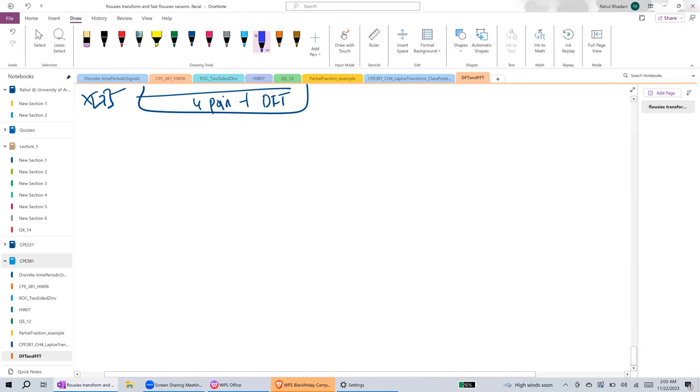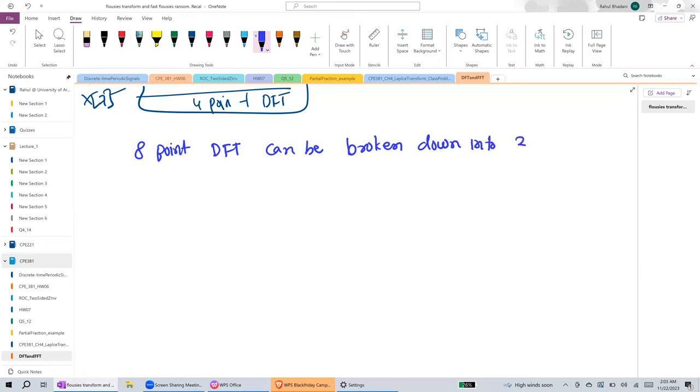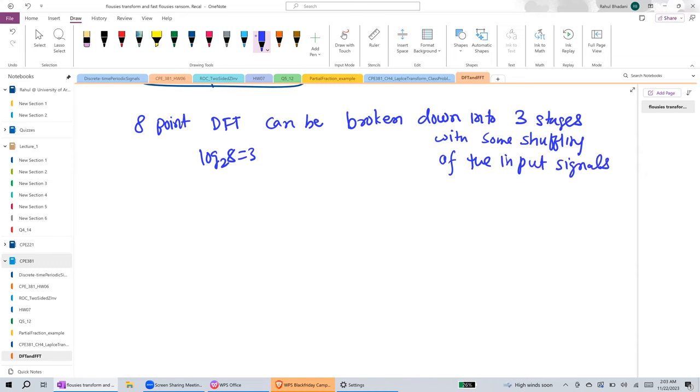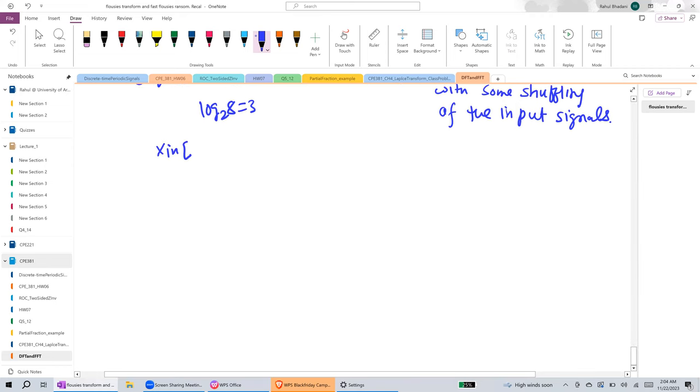So let's assume that 8-point DFT can be broken down into three stages. Okay, so 8-point, and if it's 16, 4-point, so how many stages? So log 2 of 8 equal to 3. Okay, the stages. Then with some shuffling of the input signal. Okay. So let's say that in this case X in is the one that is already shuffled. Okay.